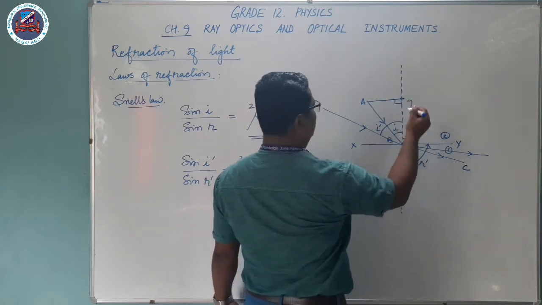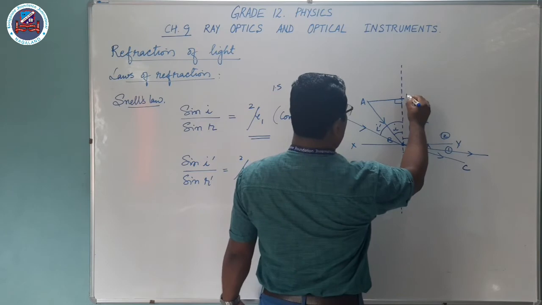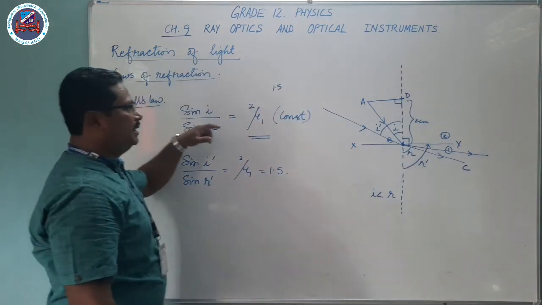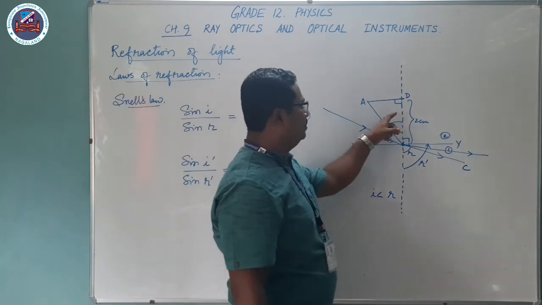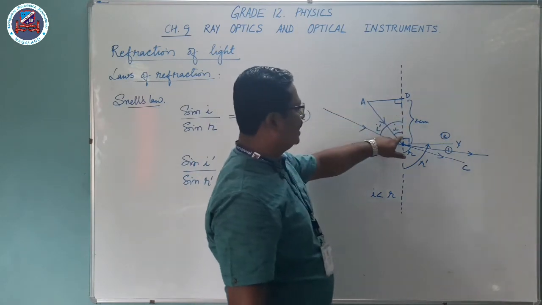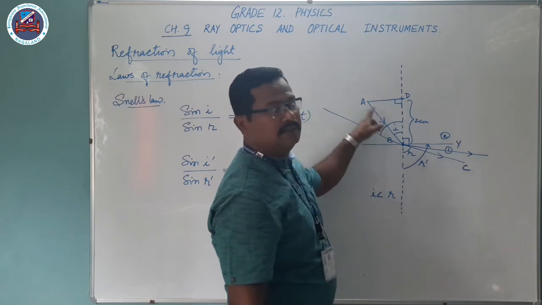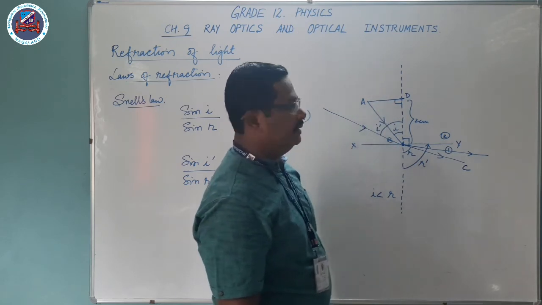Then you can use your formula sin i. The definition, sin i is defined as perpendicular by hypotenuse. Angle is i here, perpendicular is AD, hypotenuse is AB. Then you can measure the value of sin i.